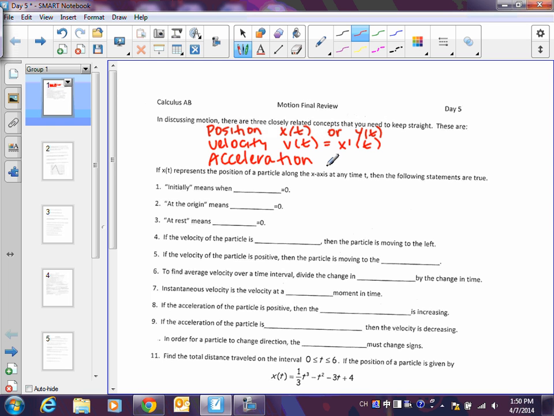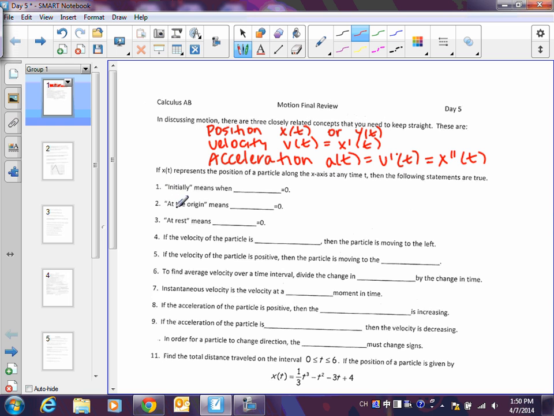And so acceleration, we always use a of t, and acceleration would be the derivative of velocity, and it would be the second derivative of position. So we've already reviewed in our AP review about f prime, f double prime, and the whole increasing, decreasing, positive, negative, rate of change, okay?